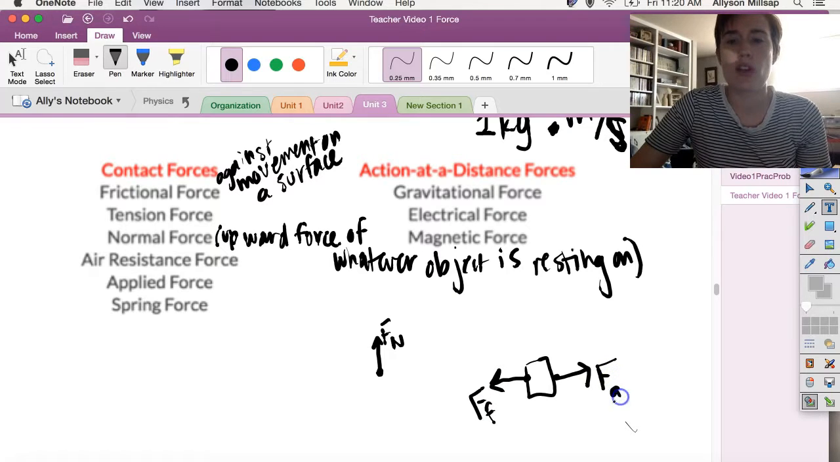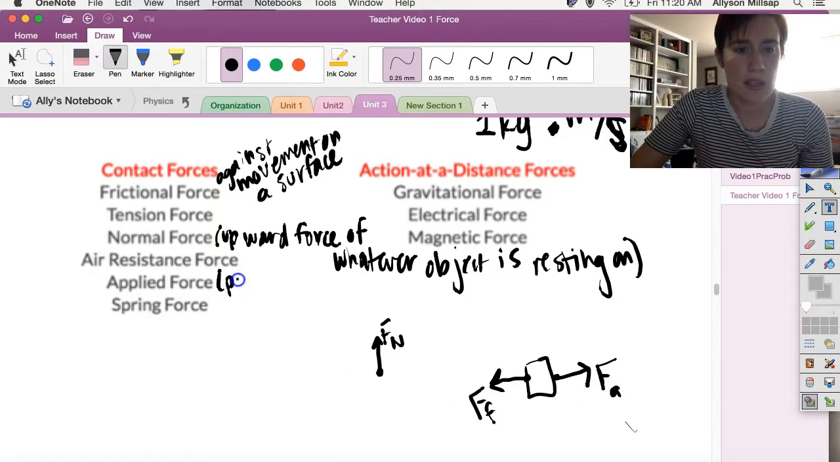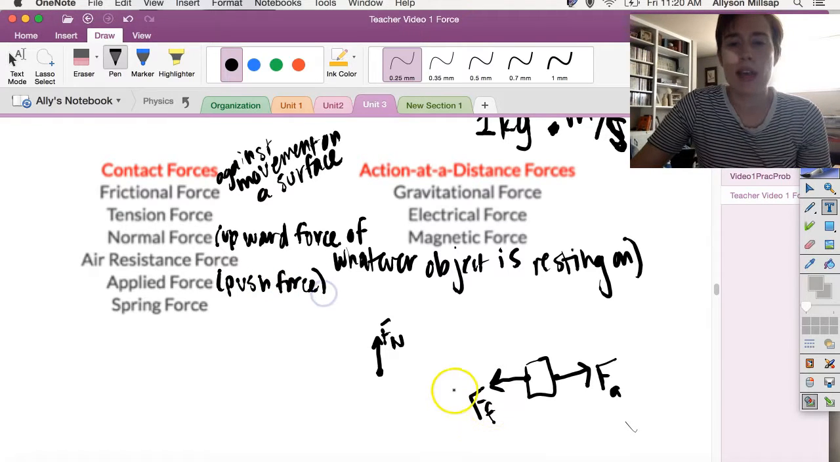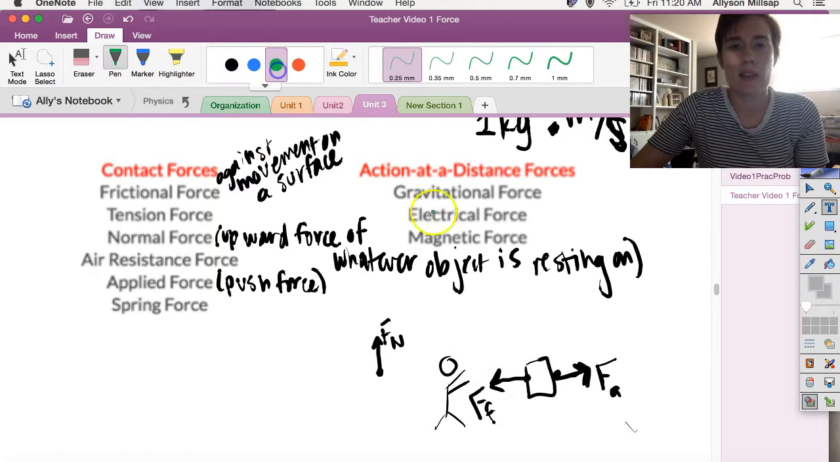Your push force is called your applied force. That's right here. This is the push force. And even though I might be standing right here and I'm pushing the object over here, your arrow always needs to go away from your object. So don't draw your arrow like this. Don't draw it like pushing like that. Take that arrow and move it to the other side and draw it like this, okay?